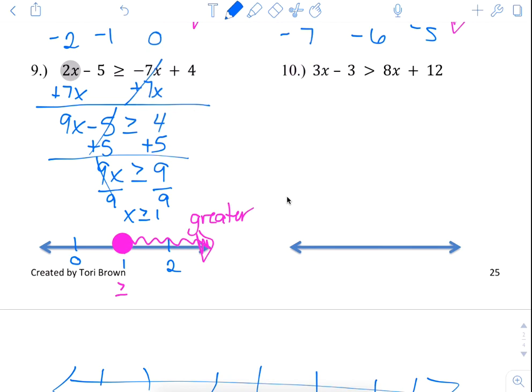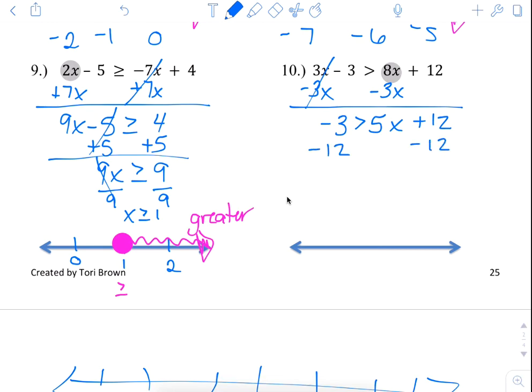Can I simplify? Yes, I have x's on both sides. How would I simplify that? I need to get all of them to where the bigger number is. So all of them over to where the 8 is. Let's go ahead and move my 3x's by subtracting. That leaves me -3 greater than 5x plus 12. We're going to cancel the 12 out next. I'm going to subtract 12 from both sides. That gives me -15 is greater than 5x.